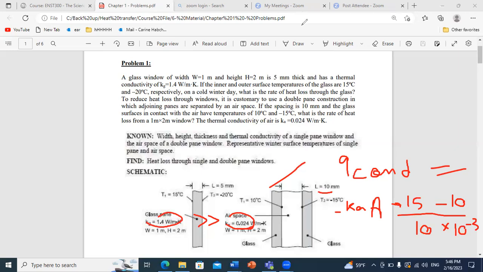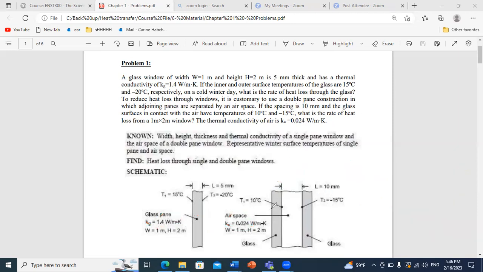Now, what if instead of giving us the temperatures 10 and minus 15, they just gave us the inner temperature T in and the outer temperature T out here? What can be the strategy then to calculate the conduction flux? Thermal resistance. Exactly. One possibility is thermal resistance. Very good. Okay. I will do for you two methods to understand the concept, starting with the thermal resistance method.